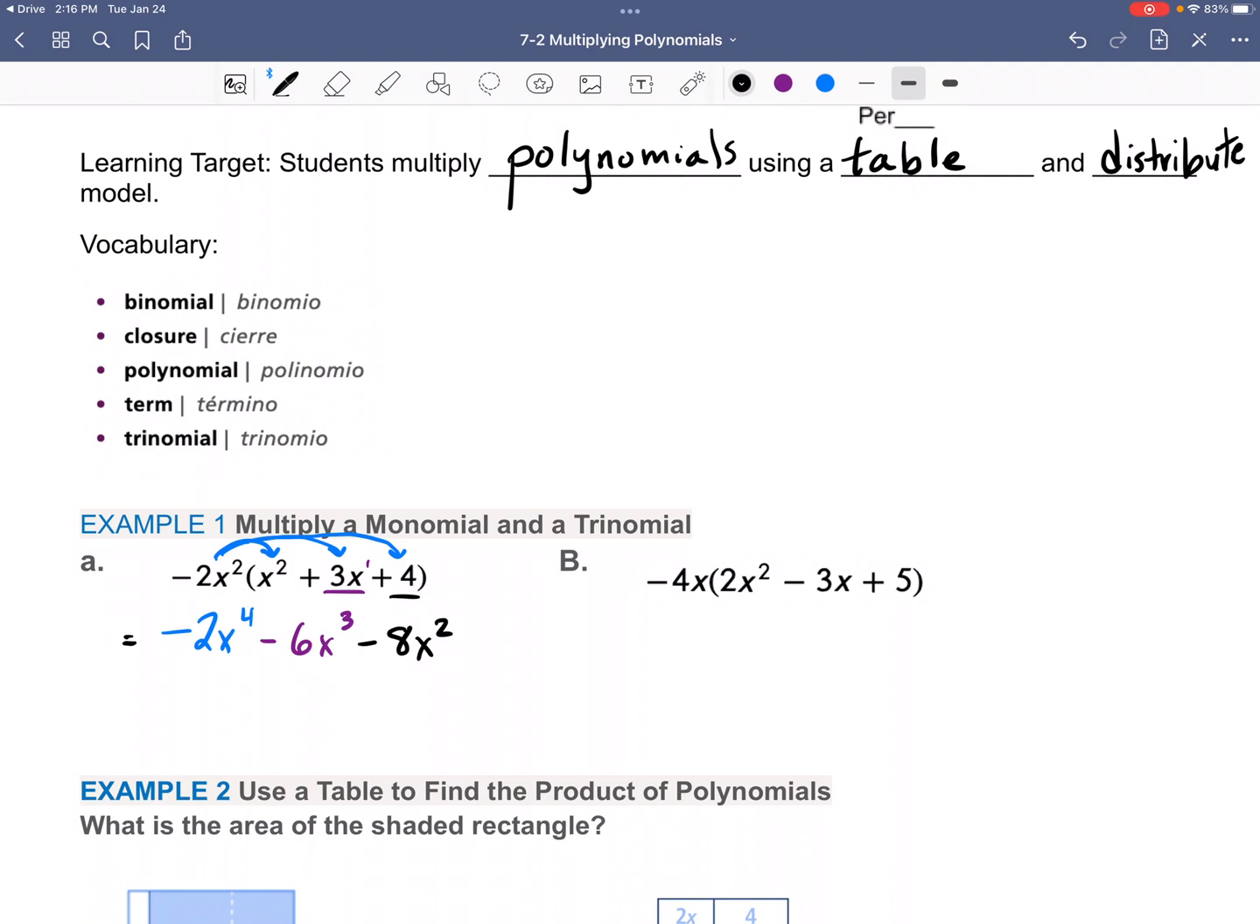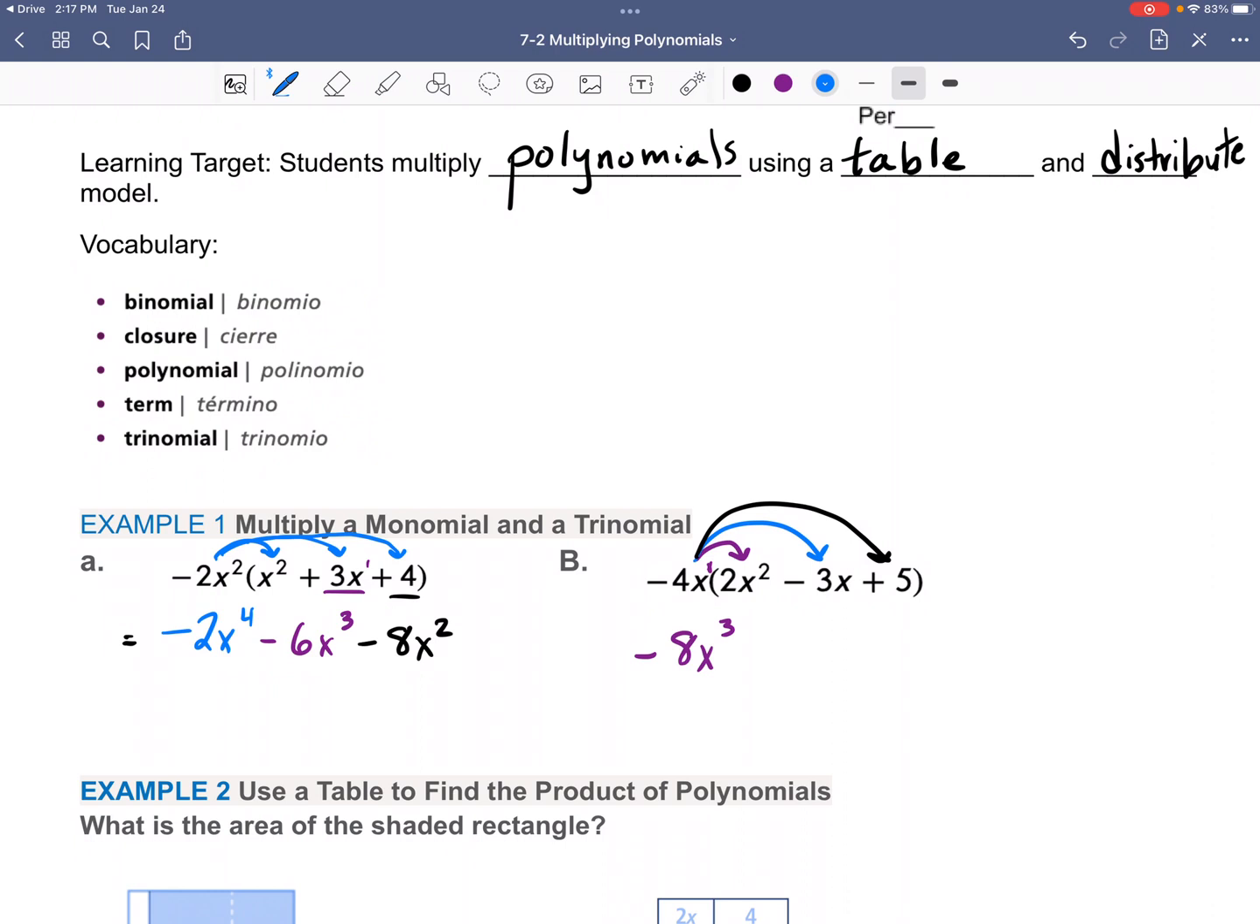Okay, so let's try the next one. This time I'm going to use different colored arrows just to help us see what's happening. So for the purple, negative 4x times 2x squared. Negative 4 times 2 is negative 8. The x's become x cubed because we have a little 1 on here, and 1 plus 2 is 3.